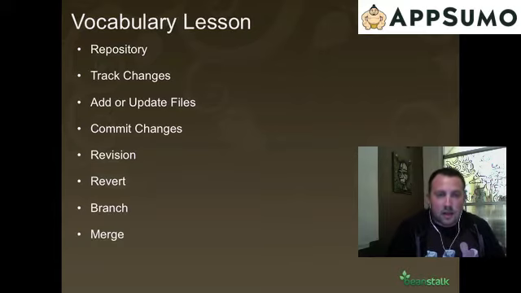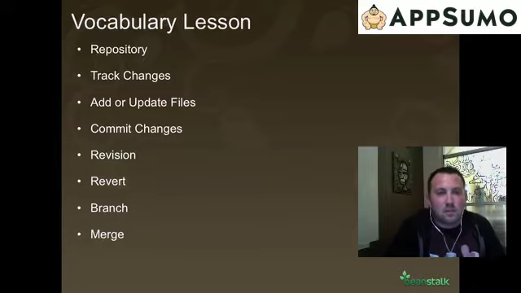A revision is sort of an identifier of the commit. So in some tools, that's an incremented number, 1, 2, 3, 4, 5. In Git and Mercurial, it's an ID that is good for reference, but it's not really human readable.